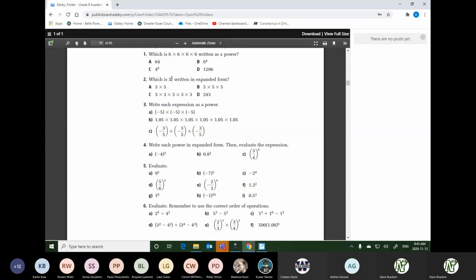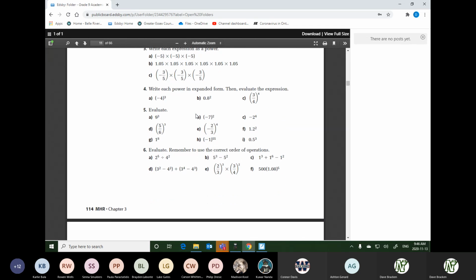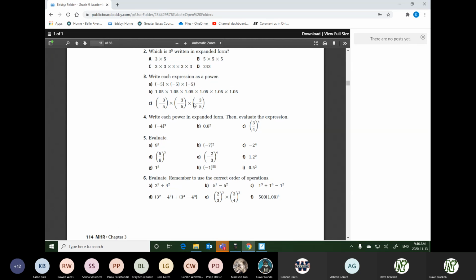Which is 3 to the power 5 written in expanded form? Question 2. Awesome, I see a lot of C's flying in here. That's great. We take our base, which is 3, and we raise it to the power 5, which means 3 gets multiplied by itself 5 times, and that is in fact C. It's not A, it's not multiplication, just 3 times 5. It's 3 times itself 5 times. Awesome. So we then go to 3.